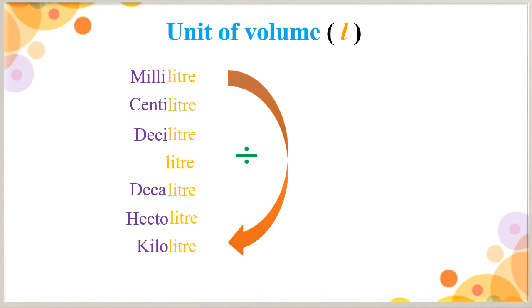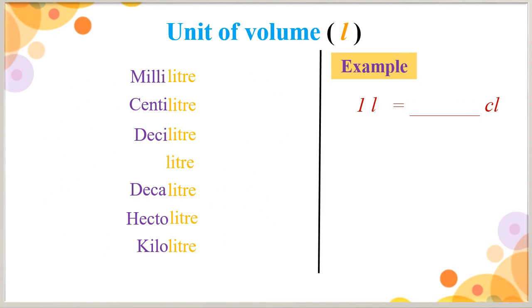Now, when you are going to convert milliliter to kiloliter, that means smaller unit to biggest unit, you have to divide by 10 at each interval. When you are going to convert biggest unit to smaller unit, you have to multiply by 10 at each interval. For example, 1 liter equals dash centiliter. Here liter is the biggest unit and centiliter is the smallest unit. So now we are going to see the intervals. How many intervals are there? Only two. That means 10 into 10, that is 100 centiliter.